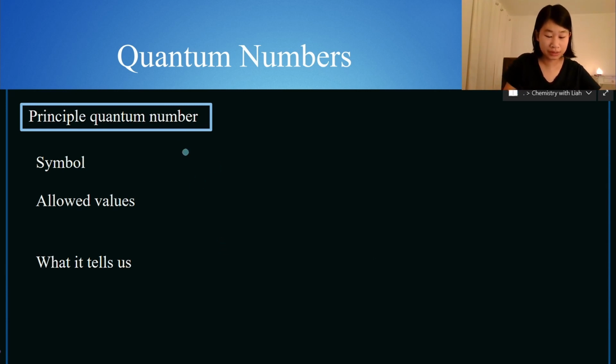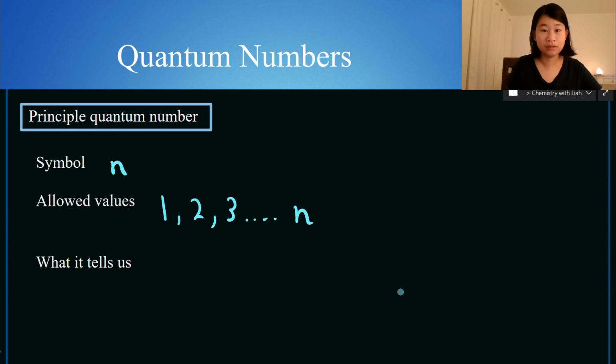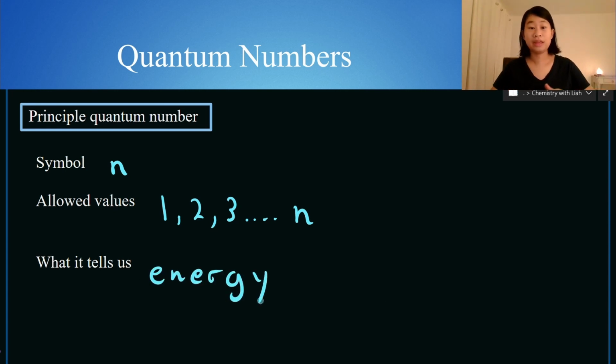Now this is going to be symbolized by n, and the allowed values are 1, 2, 3, up to n, right? So you just keep going on with positive integers. And what n tells us is about the energy level of electrons. And so that means that these electrons can move from different energy levels. When they jump to higher energy levels, that is called exciting an electron, and electrons lose energy when they go down in value. Okay, so higher n values equals higher energy, and lower n values equals lower energy.